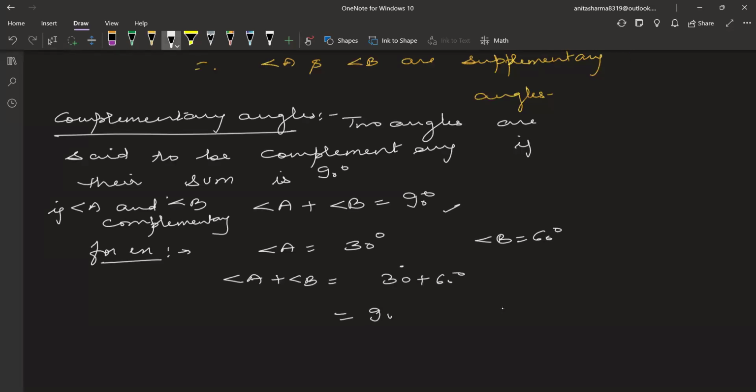So therefore, angle A and B are complementary. Note it down fast. Hurry up. These types of questions can come in your MCQs, beta. Okay?